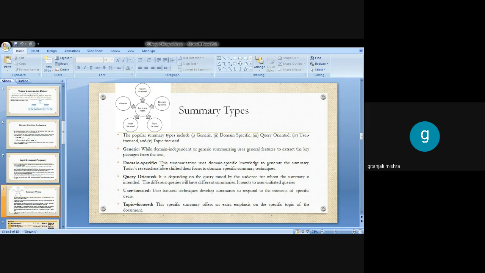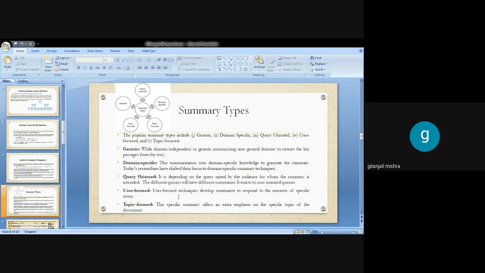In domain specific, it is purely dependent on the domain. For example, nowadays the researchers have shifted their focus to the domain specific summary techniques. Whatever summary they want to retrieve is purely dependent on the domain. Next is the query oriented summary. It depends on the query which is raised by the audience, and it is dependent on the user. Based on their query, the summary will be generated. So the summary can be different according to the queries generated from n number of users.